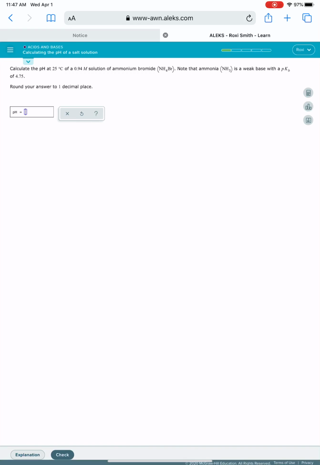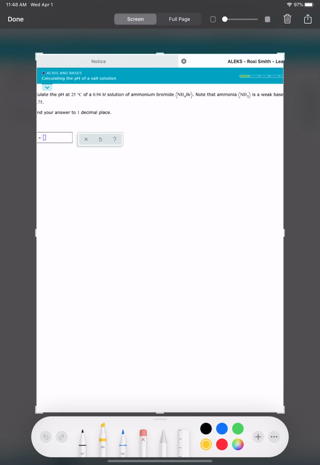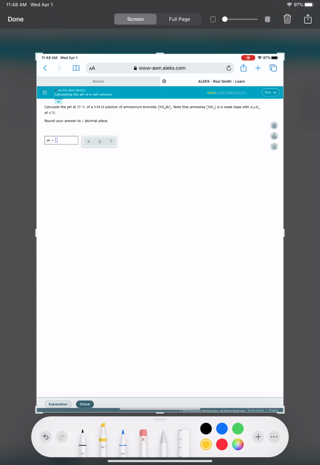Let's do another one of these same problems of calculating the pH of a salt solution. So this ALEKS problem is giving us a 0.94 molar solution of ammonium bromide, and it is telling us that ammonia is a weak base and giving us the pKb for that particular weak base.